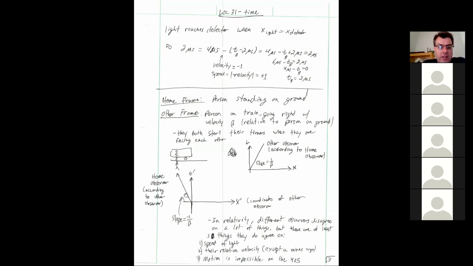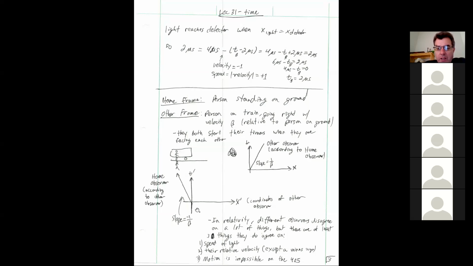Anyway, the result is that the home frame observer looks as though they're moving to the left according to the other frame observer. And the slope of that line is -1 over beta. Now, some of you may be thinking, well, why is it -1 over beta instead of something else?